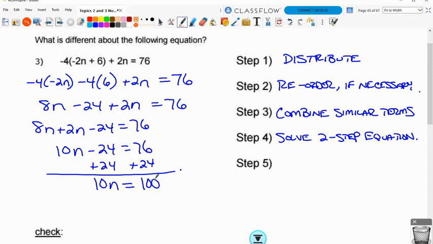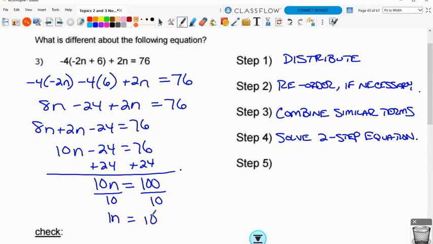Since it's 10n, I'm going to have to divide by 10 on the left, which means I'm going to have to divide by 10 on the right. 10n divided by 10 is 1n. And if you divide 100 by 10, you get a value of 10. So 10n equals 10. 1n equals 10.